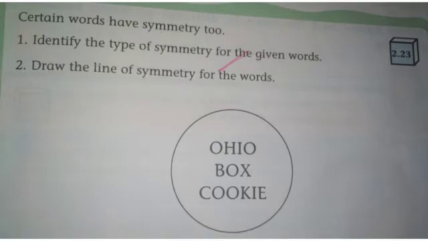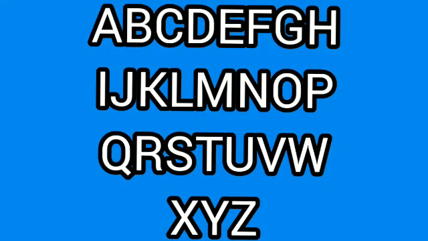For the second question, you have to draw the line of symmetry for all the words inside the circle. You have to do it. Children, I have listed all the alphabets. You have to find which letters have reflectional symmetry and which letters have rotational symmetry. Letters with mirror line images have reflectional symmetry, and if the letters look the same even when you rotate them in any direction, then it is called rotational symmetry. Separate all the letters according to these categories and write them in the space given.